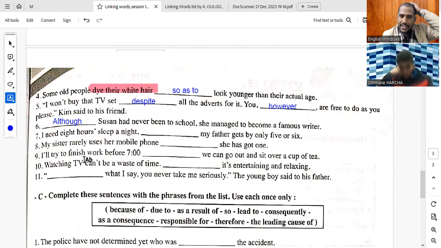Number 7, I need 8 hours sleep night. My father gets by only, right, 5 or 6.